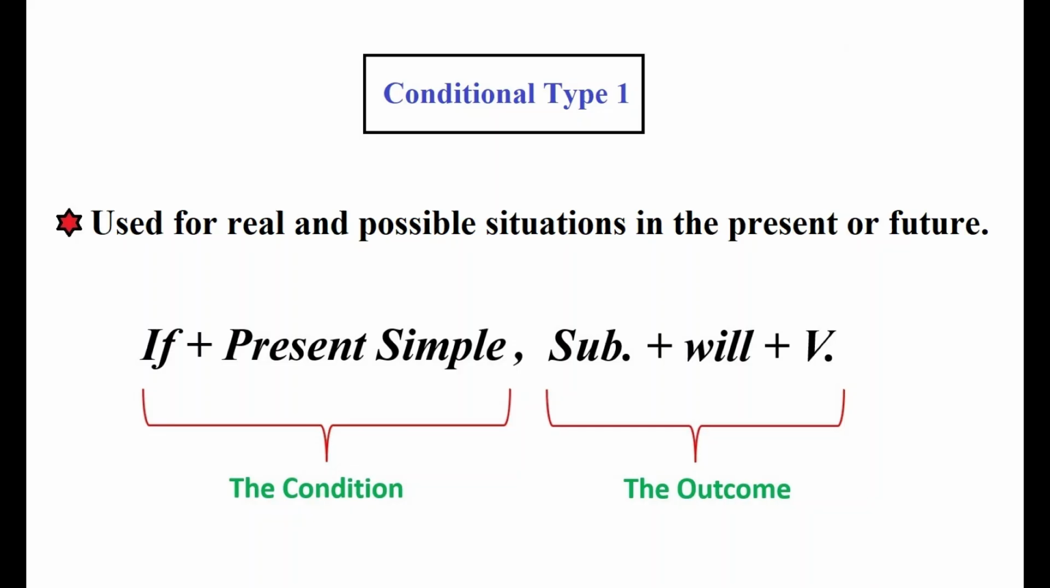So the formula is if plus present simple, and of course you should add a comma in the middle. When you're speaking, comma translates to a little pause. If plus present simple, comma, then you have subject plus will plus the base of the verb, which is the simple future, or future simple, as you can say.